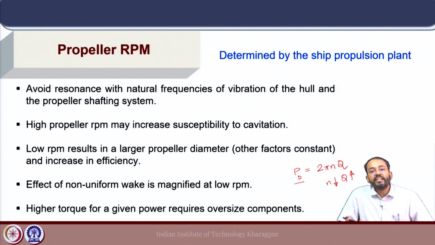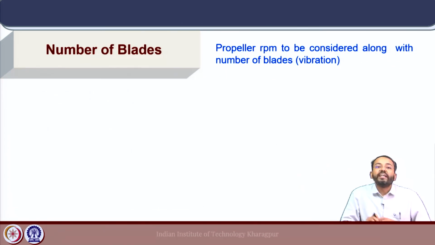So, in general we can say that all these factors govern the design by influencing the design process in different ways, and the optimum choice needs to be made in relation to the other factors that are also involved in the propeller design process, keeping certain criteria within certain limits. The next parameter that we will consider here is the number of blades of the propeller.